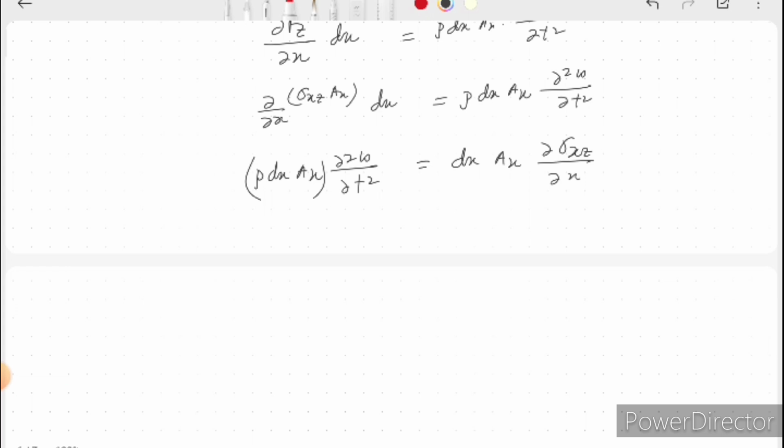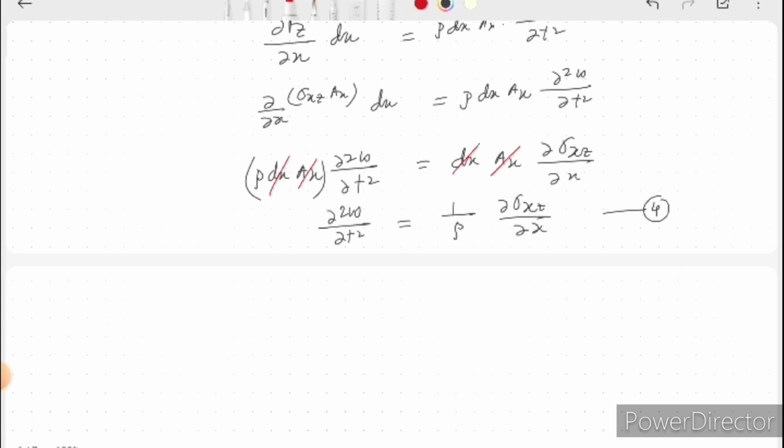Now from these equations, dx Ax cancel each other. So we get del 2 omega upon del t square equals 1 by rho del sigma xz upon del x. This is equation number 4. This is one general equation.